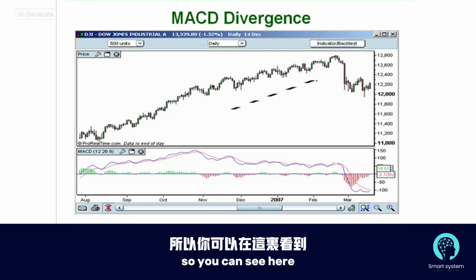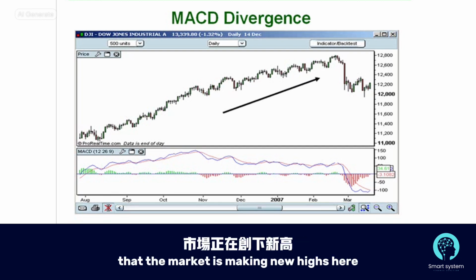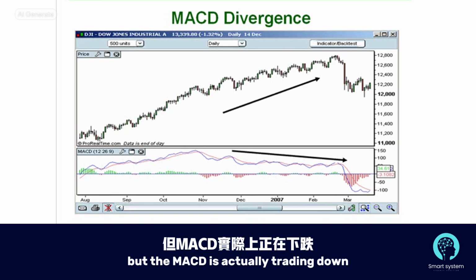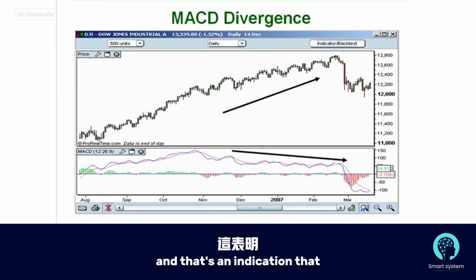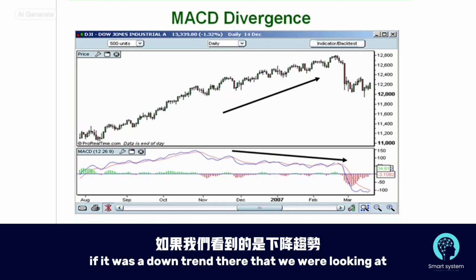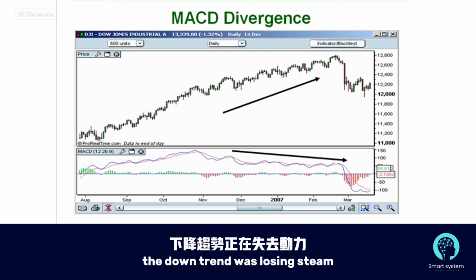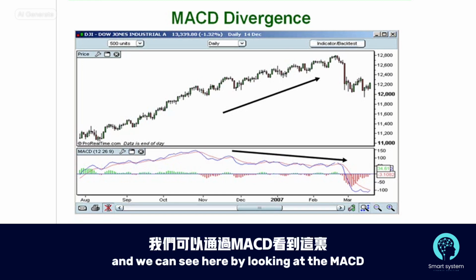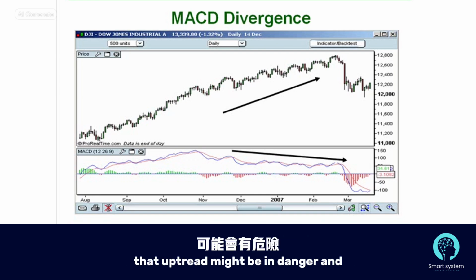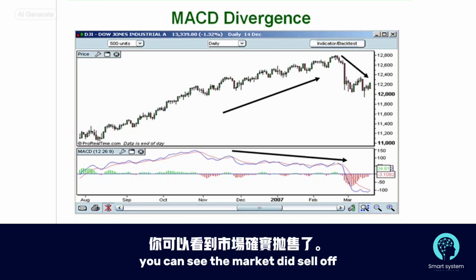So you can see here that the market is making new highs, but the MACD is actually trading down, and that's an indication that the trend is running out of steam. If it was a downtrend that we were looking at, and the MACD was trading up, that would be an indication that the downtrend was losing steam. But here we have our uptrend, and we can see by looking at the MACD that the uptrend might be in danger, and you can see the market did sell off.